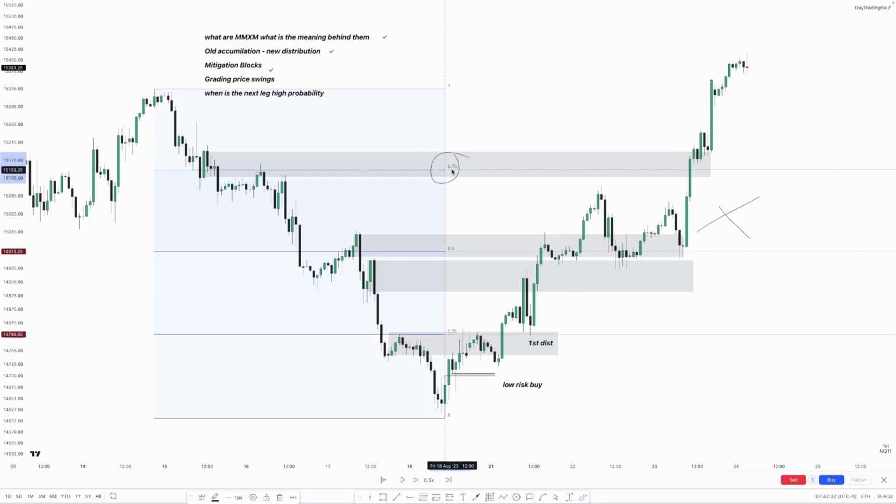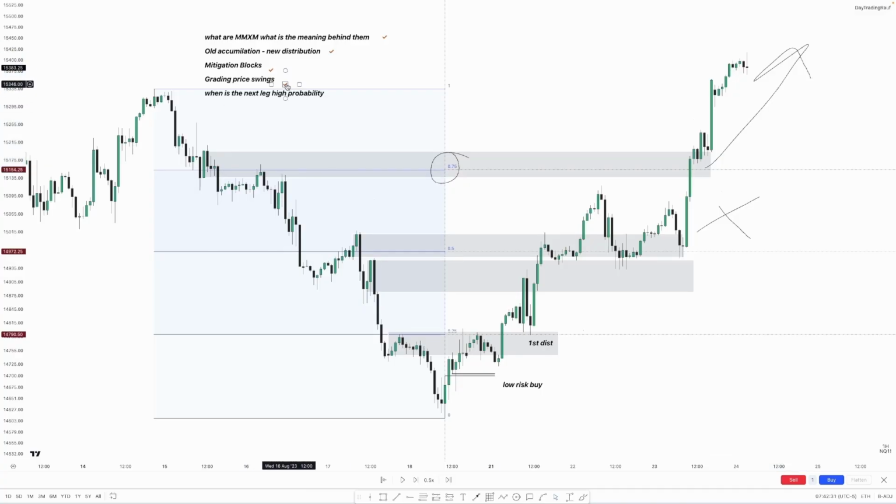As you can see, we're at the 0.75 of the range. Price trades into the mitigation block and we have a fast rally away. So this is a perfect example of a market maker model. Obviously, like everything in trading, it's not going to be 100%, but this is what you should be referring back to. And I have given a lot of source about these models in here that you won't find anywhere else.